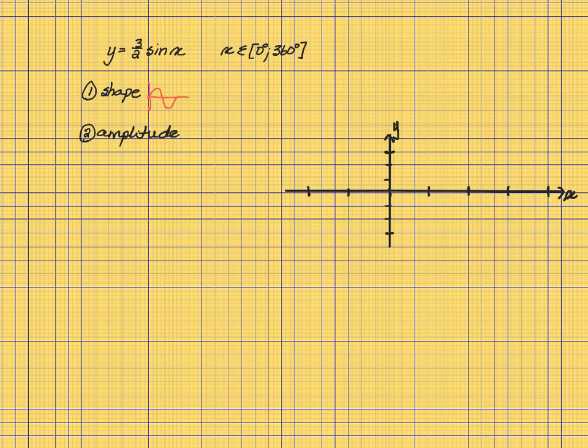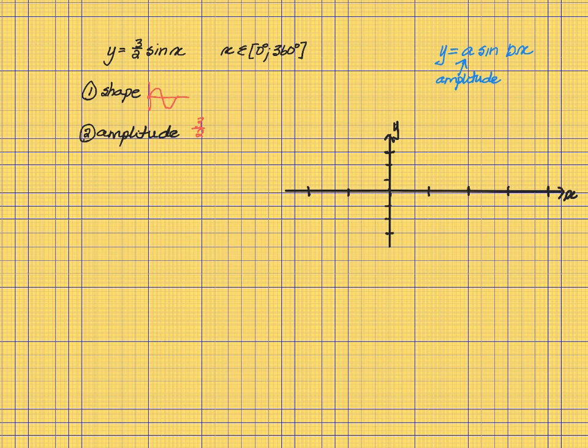And from your investigation into the function y is equal to a sine bx, you know that a changes the amplitude, or affects the amplitude, and in fact the positive value of a will always be the amplitude, and a is positive in this case. So I can say my amplitude is 3 over 2.